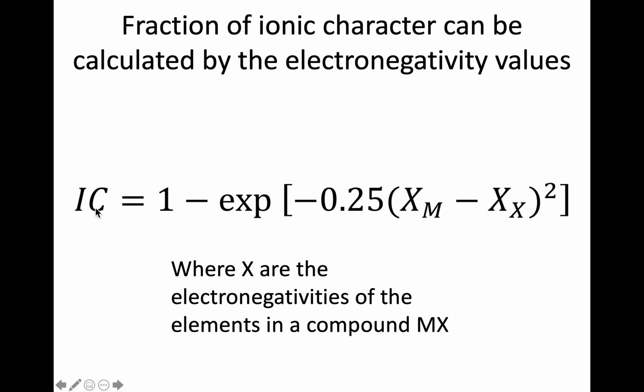So the ionic character, or IC, is what you see here: 1 minus the exponential of minus 1/4, and then this represents the electronegativity of the metal, and this could also be cation, minus the electronegativity of the nonmetal, or anion, and that's squared. So this just manifests the prediction of how much ionic character a compound of MX will have based on how different the electronegativity values are. And so this is something that you might have seen in MSE 201.